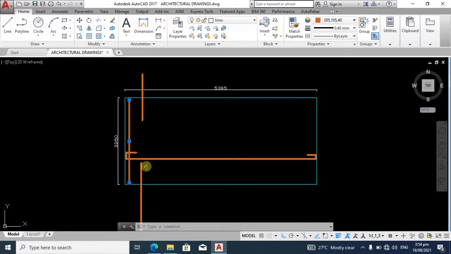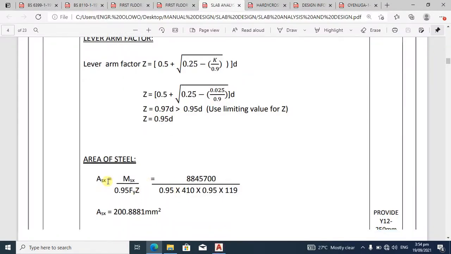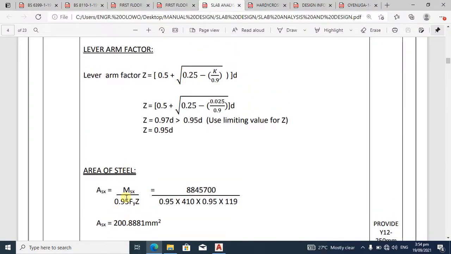Can you see now? So now we will calculate the area of our steel. What is the area of our steel? This is the formula: design moment divided by 0.95 Fy z. We know the value of our Fy. That is an assumed value for the characteristic strength of our steel. This value can be gotten from the laboratory when you take your steel for test.